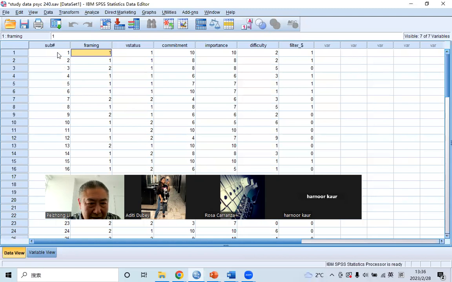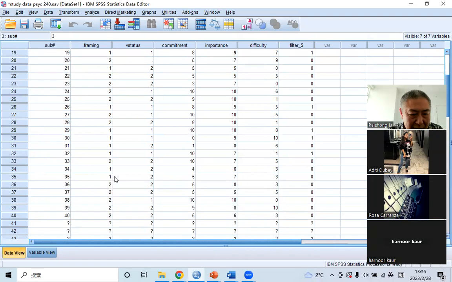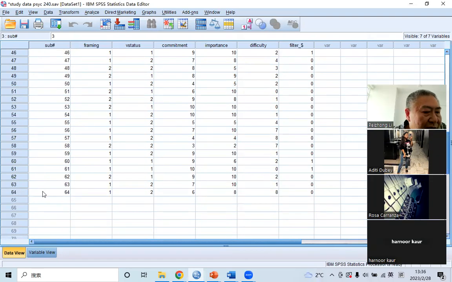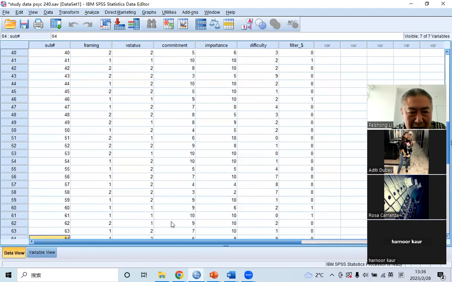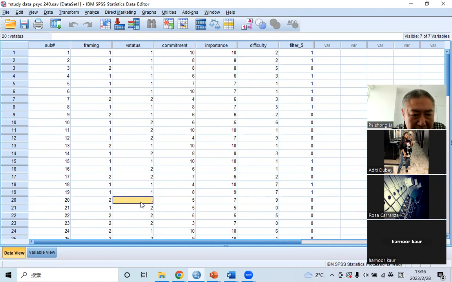Here you have a subject number. We have how many? 64. One person didn't tell us whether he has been vaccinated or not. That's okay, we have one missing data over there. Here, this person did not answer the question: have you received vaccination or not?